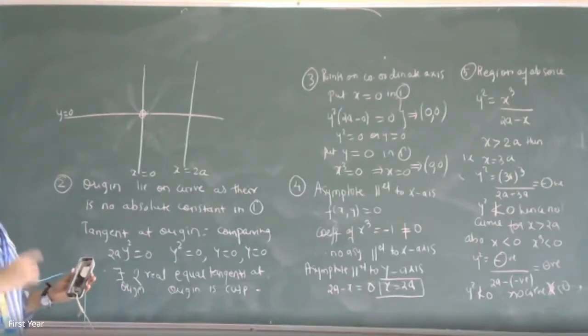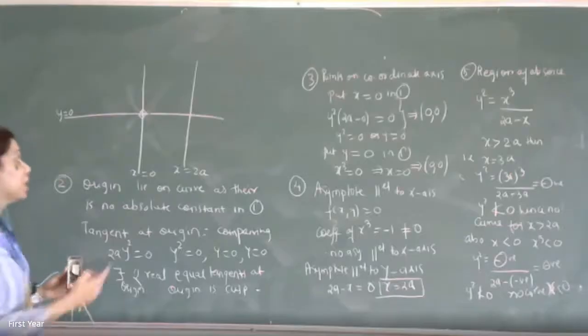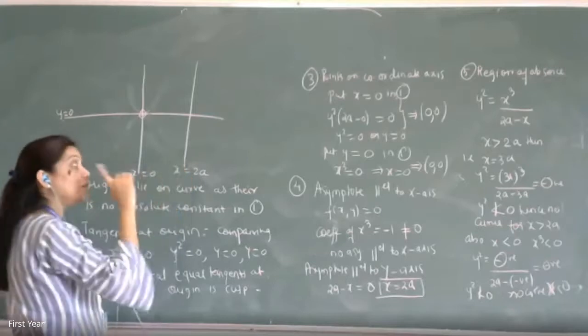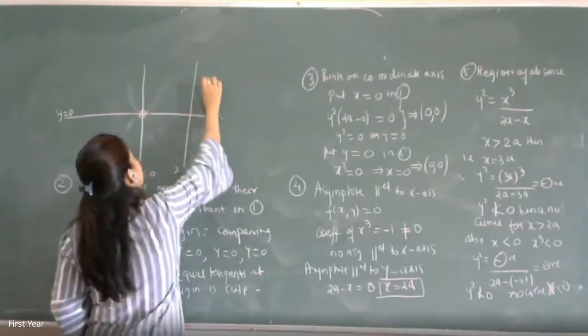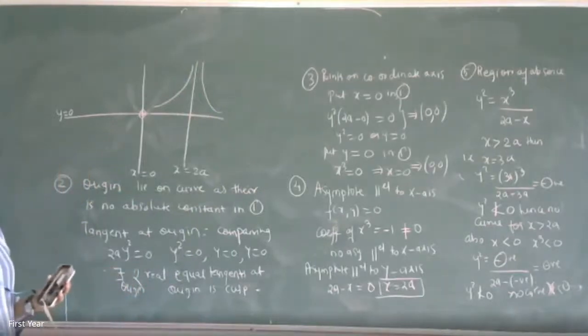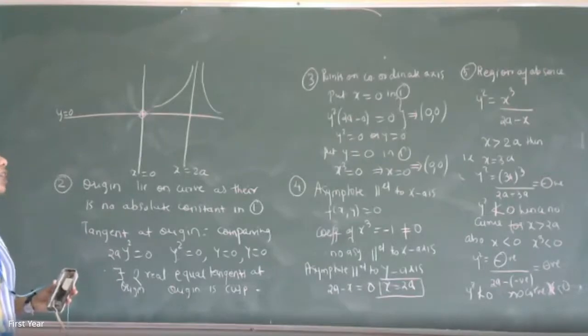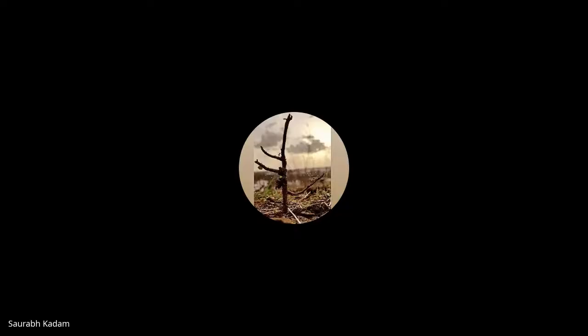The curve will meet this line at infinity. It's an infinite tangent. That means the curve will meet this line at infinity. So the curve can come from this side or from this side. Correct? Yes, ma'am. So now you are getting a hint about which side the curve will be on. Left side.